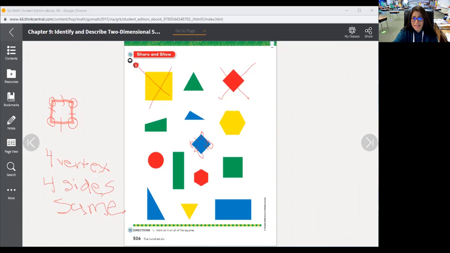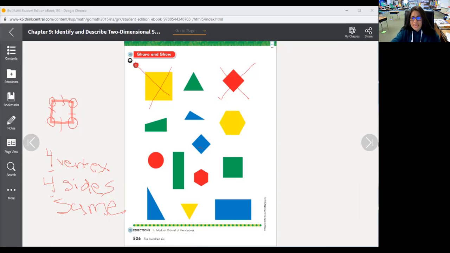Yeah, because it has 4 vertex, 1, 2, 3, 4, right? Where each of them meet, and it has 4 sides. And all the sides look like they are the same. It kind of looks like this one, but look what happened. It just got smaller. Because a square can be a huge square, or a square can be tiny, tiny, tiny. Even though it gets tinier, if it still has 4 vertex, 4 sides, and they all look the same, even though it's tiny, it is still considered a square, okay?